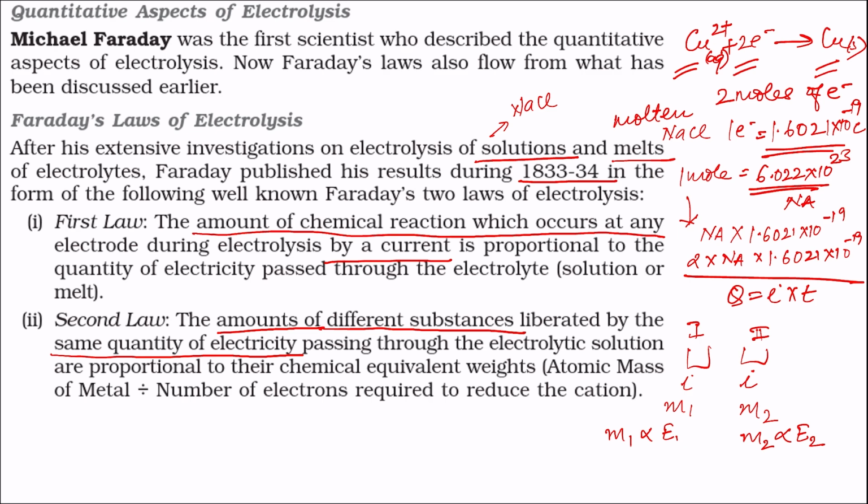So the first law is that the amount of chemical reaction taking place at any electrode will depend upon the quantity of electricity passed through the solution. The second law is that if the same current is passed through two different solutions, then the amount of the substance deposited at the electrode, meaning different substances deposited at the electrode, is directly proportional to their equivalent weights. These two laws will be used in chemical calculations.